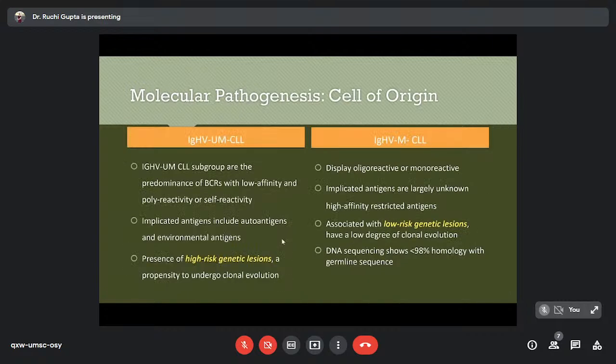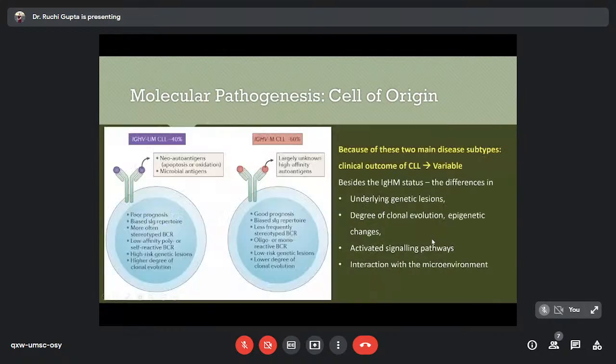So if we look at this, this is tabulating the difference between the unmutated CLL cell clone versus the mutated. The unmutated CLL cell clone has a tendency to accumulate more high-risk genetic lesions and a higher propensity to undergo clonal evolution. Whereas immunoglobulin heavy chain with a mutated variable region is usually associated with low-risk genetic lesions and has a lower tendency to clonal evolution.